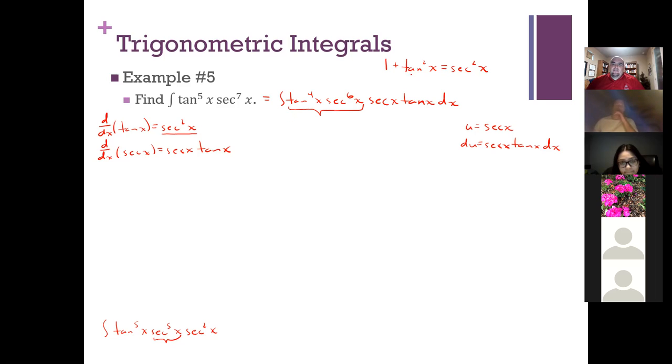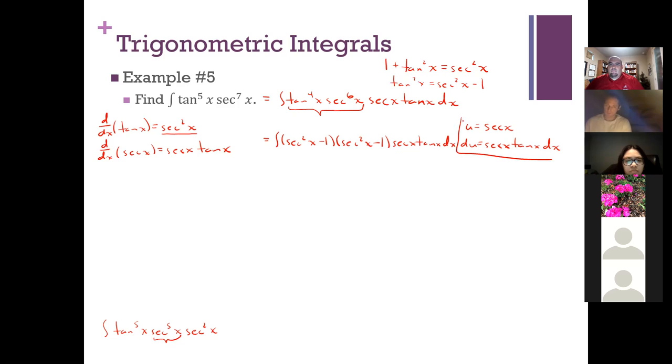So to do that, if I revise this Pythagorean identity, I know that tangent squared of x is equal to secant squared of x minus 1. So from here, I'll go ahead and do this in one shot. Secant squared of x minus 1 times secant squared of x minus 1 times secant x tangent x dx. So hopefully you're recognizing now that my u substitution just became available to me, and I can start putting those things in. So it'll be u squared minus one, and then this whole thing, like we said before, is du.